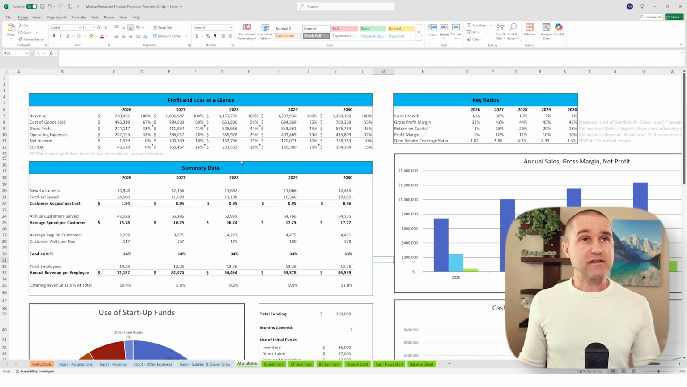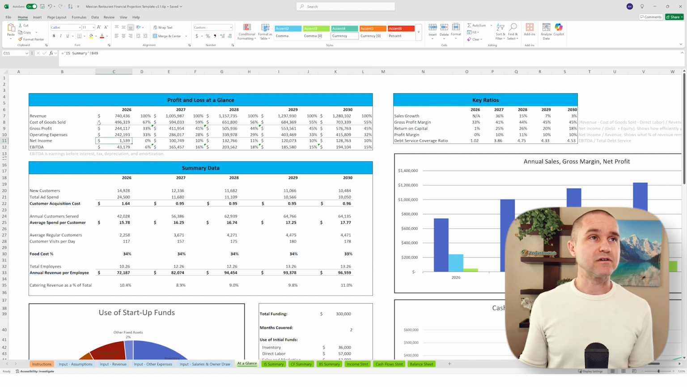And then ultimately, this brings us back to our profit and loss at a glance here, and we can see kind of the output and example. So in the first year, based on the assumptions we have, we're just breaking even. In the second year, we're ramping up to $100,000 net income for the year, and you can see that kind of in that 10% net income range for the restaurant.